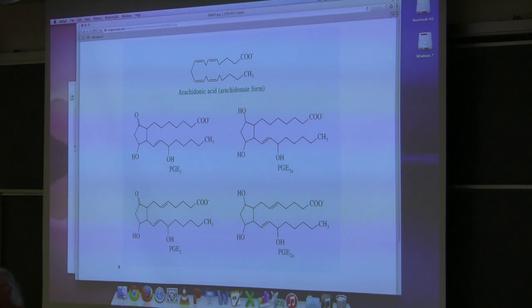Now, not everybody has this happen, but some people do. And this is the reason it's occurring: their aspirin is inhibiting the production of prostaglandins. Some of the prostaglandins are needed to make intestinal cells. Yes?